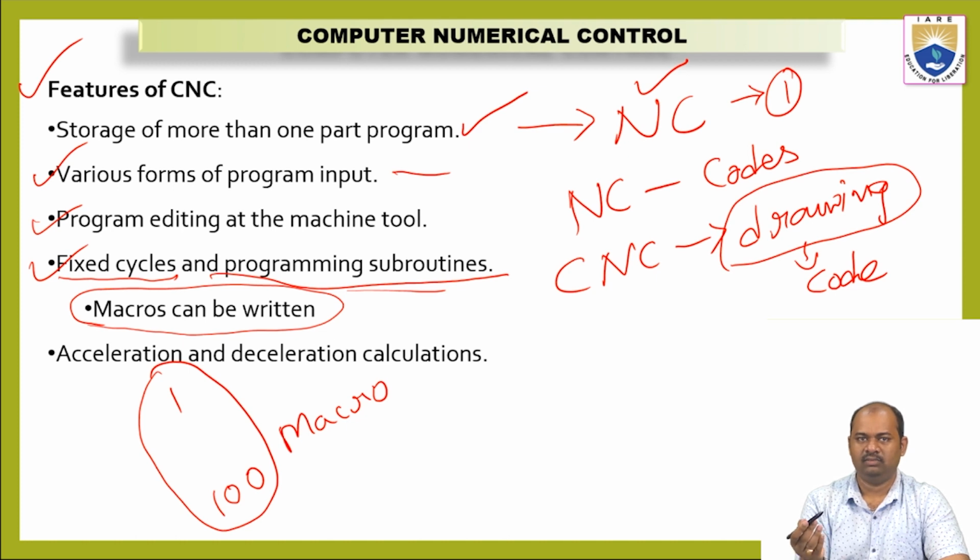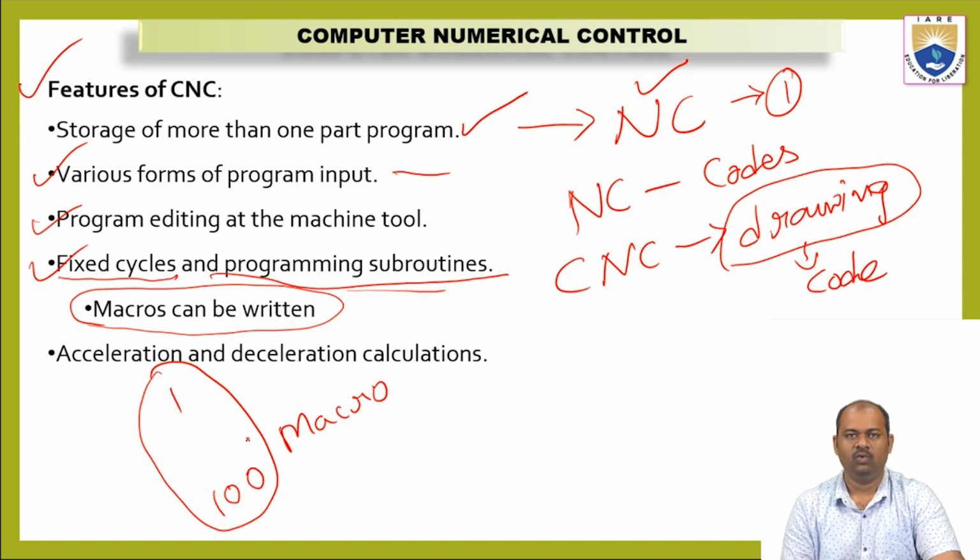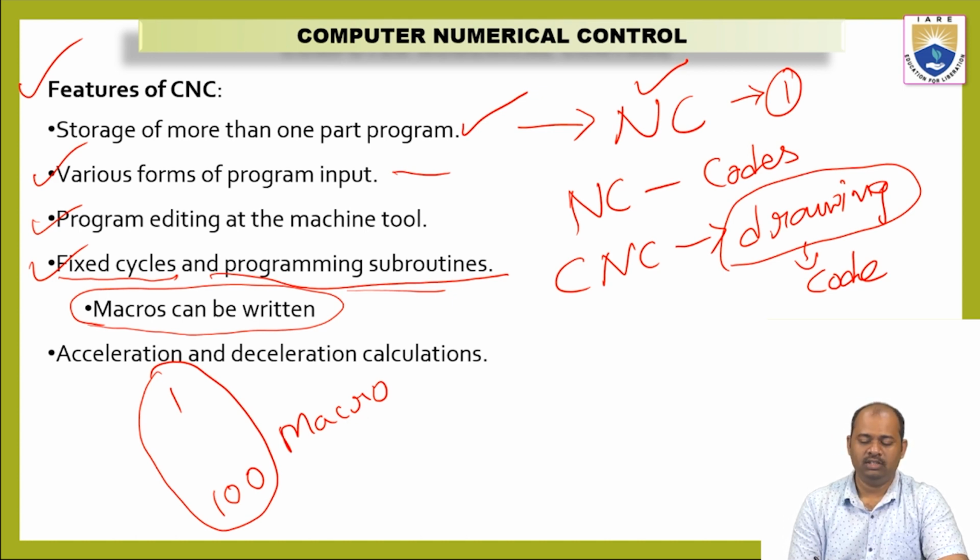This is already saved in the system. I can open this program, change or modify some things, and use it within very little time. I don't have to write 100 lines of code here. I can simply open this program, make the necessary changes, and use it. That is why macros can be written in CNC. Macros are nothing but predefined programs which can be used by the user, modified accordingly, and used as many times as required.